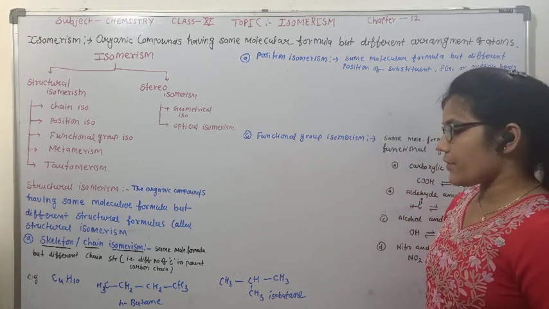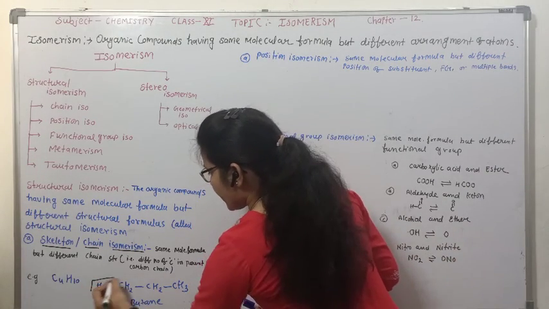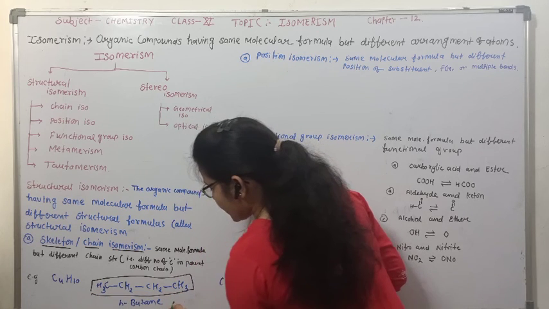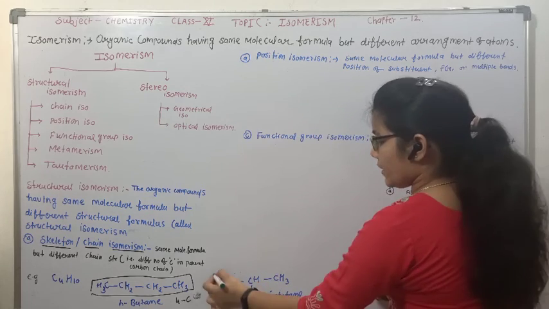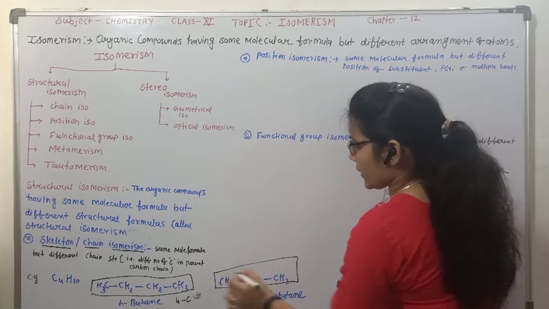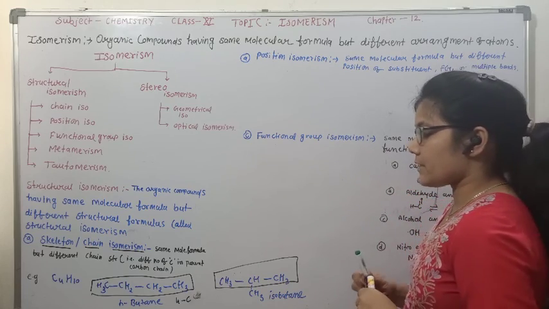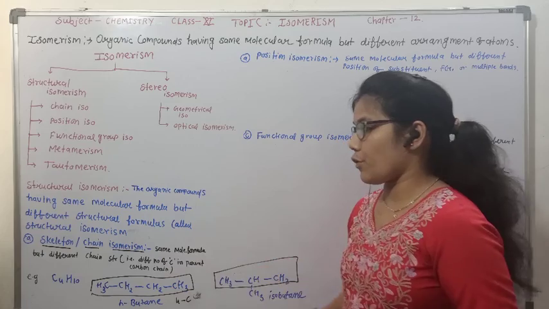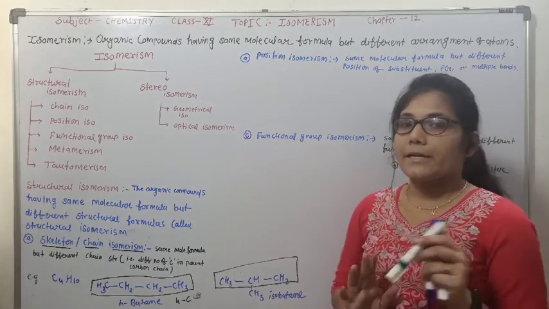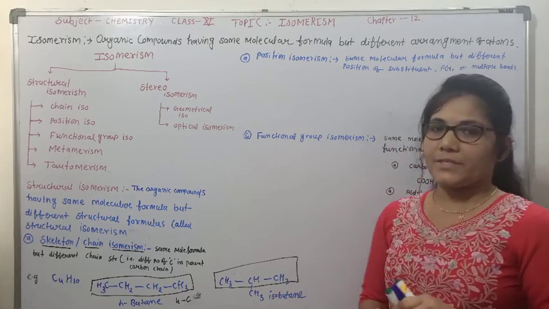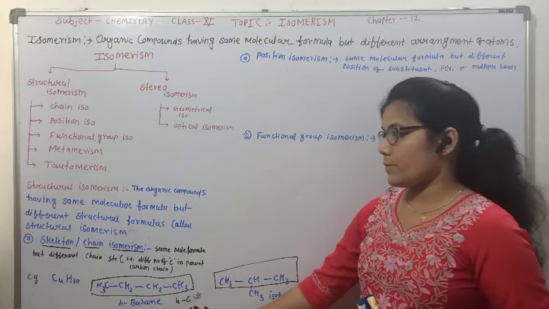You can see the difference in the parent carbon chain. This compound has 4 carbons in the parent carbon chain. While this compound has only 3 carbons in the parent chain. So chain isomerism tells us same molecular formula but different chain structures, that is, a different number of carbons in the parent chain. Clear? So this is an example of chain isomerism.